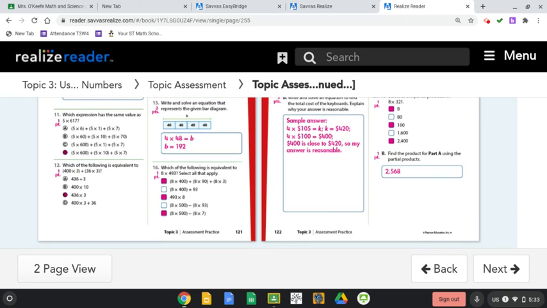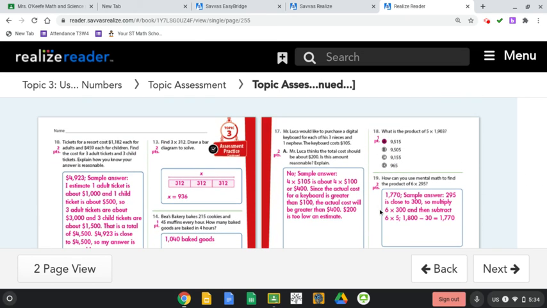Which of the following is equivalent to 8 times 493? This is just like the question that we had on the first page. So again, looking through which different forms and strategies would we use? So here we have the expanded form, here we have the standard algorithm, and here we have the distributive property or break apart.